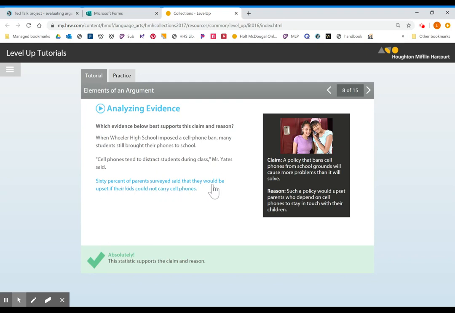60% of parents surveyed said they'd be upset if kids couldn't carry their phones. And it's because it is directly related to the idea of parents being upset, right? These other 2 could potentially be valid evidence for different parts of the argument, but for this particular reason, this evidence makes the most sense.